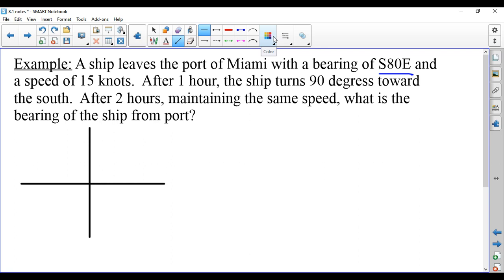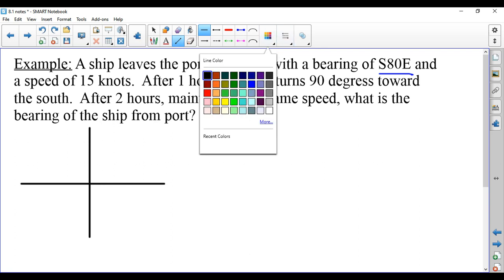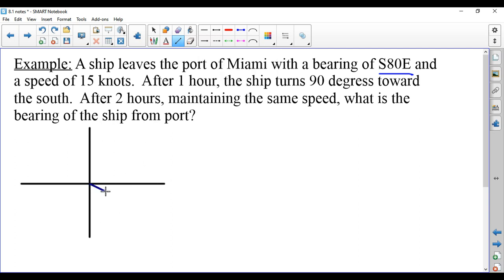So this ship starts out with a bearing of south 80 degrees east. So here's south and east. We're going to go south 80 degrees to the east, which is over here, right? South and east. The 80 degrees is this angle, which means it's 20 degrees out here. Then the ship goes for 1 hour. And with this problem, you could either use distances or times since we're going the same speed the whole time. Let's label this as 1 hour.